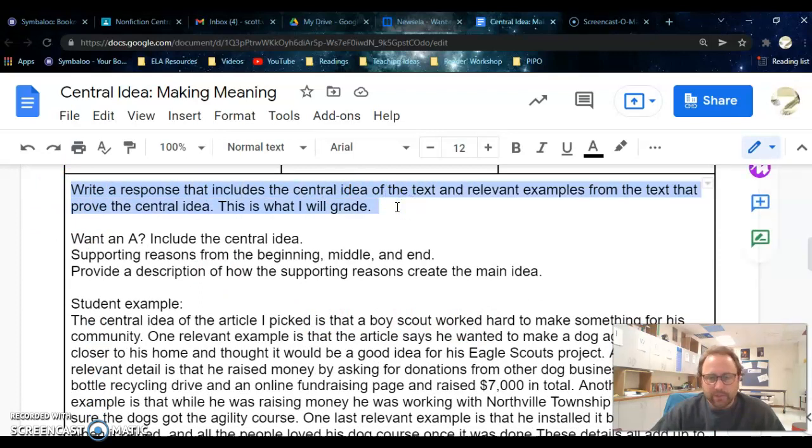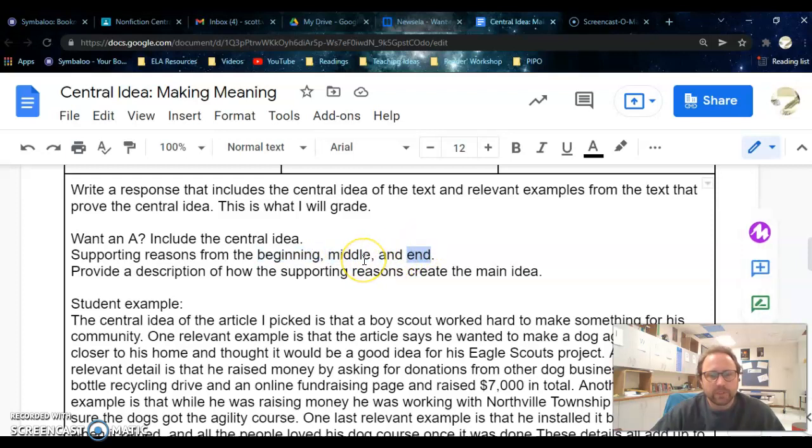This was what everybody in 6th grade is doing. It says write a response that includes the central idea of the text and relevant examples from the text that prove the central idea. This is what I'm going to grade, unfortunately, over break. Here's some tips. Do you want an A? Then you need to include the central idea, supporting reasons, so ideas from the text, from the beginning, the middle, and the end of the text.